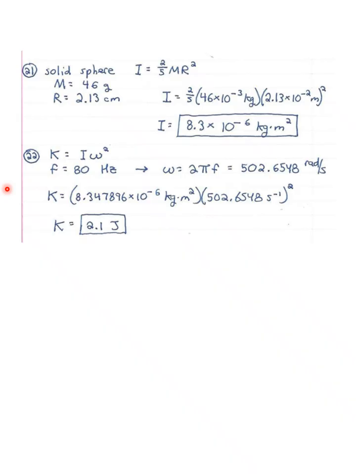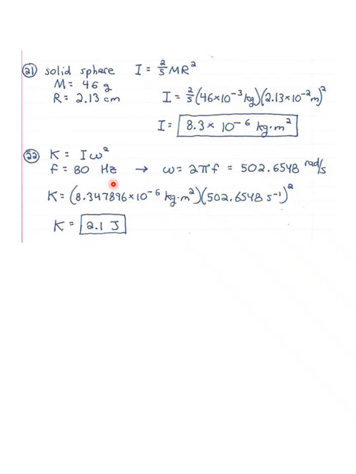Number 22 says, what is the rotational kinetic energy of the golf ball in problem number 21 when it's rotating at 80 hertz? That's 80. Now, hertz, remember, is cycles per second. It's not radians per second. So kinetic energy is one half moment of inertia times omega squared. We're going to need omega.